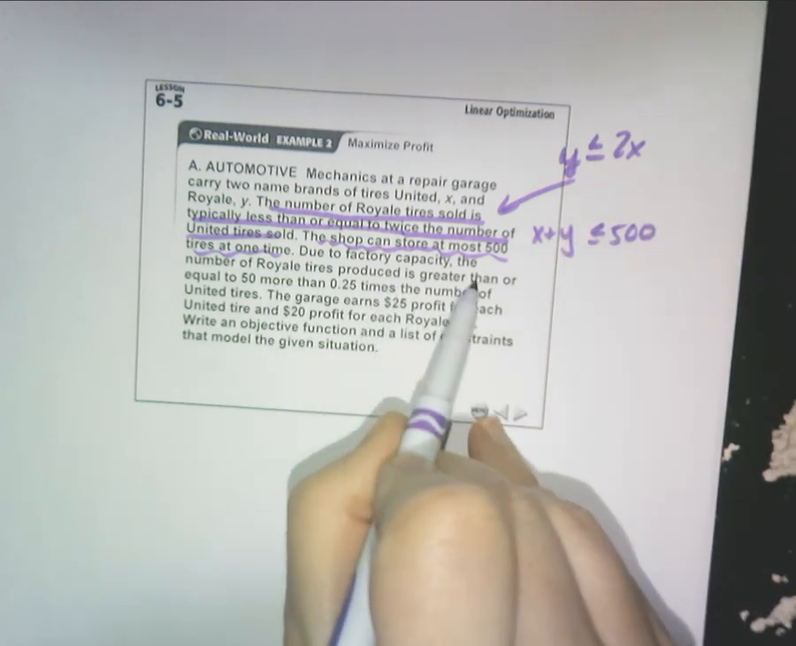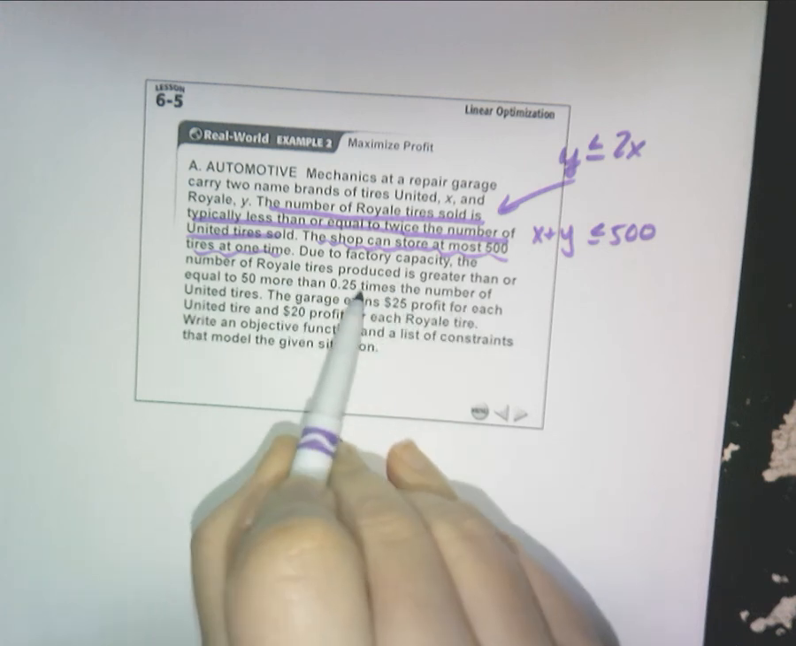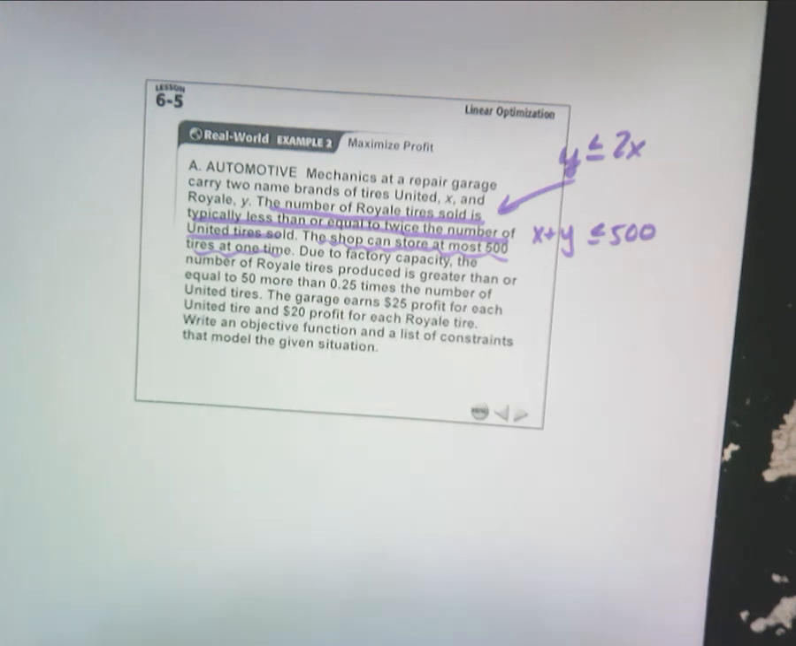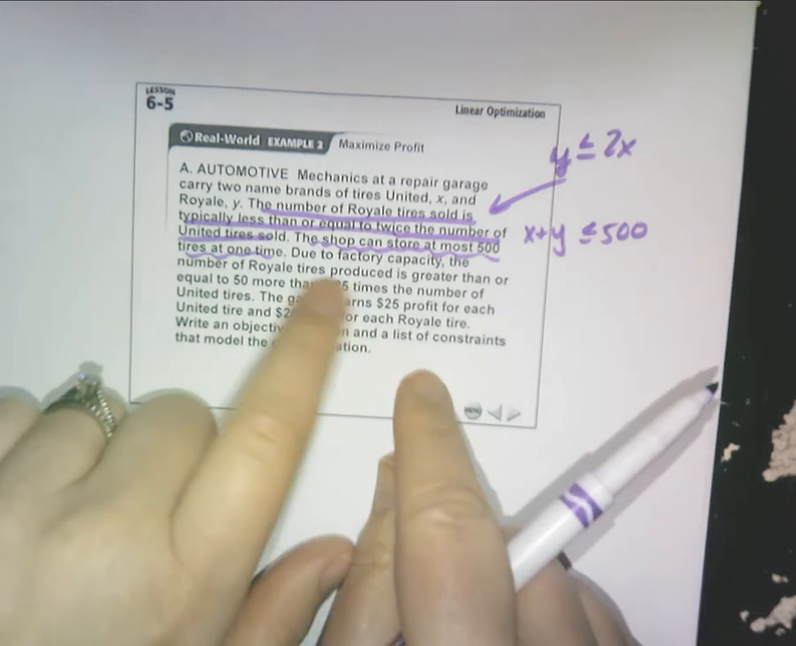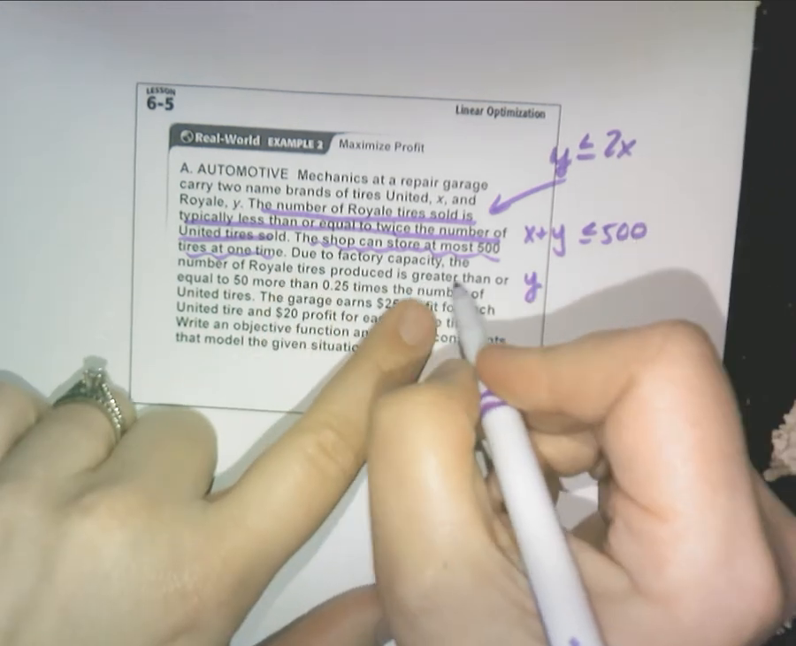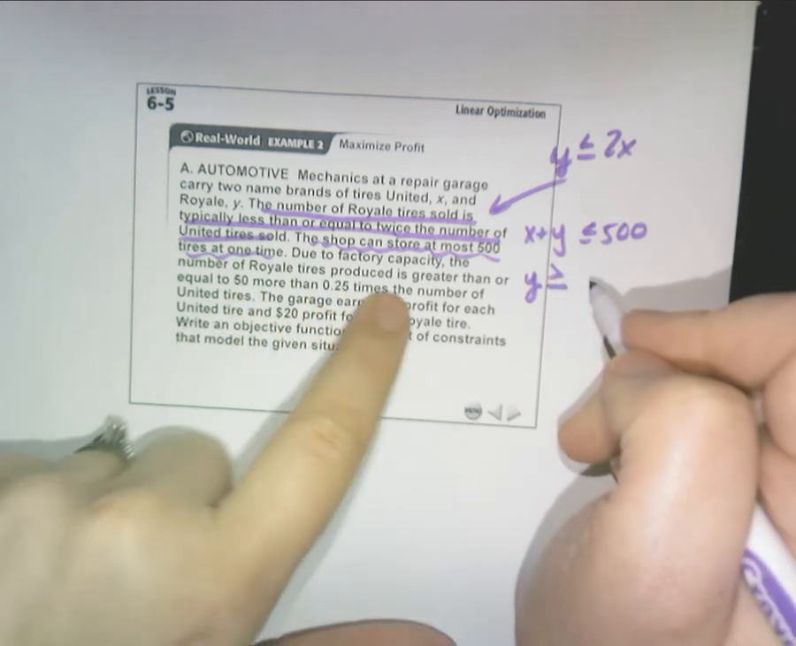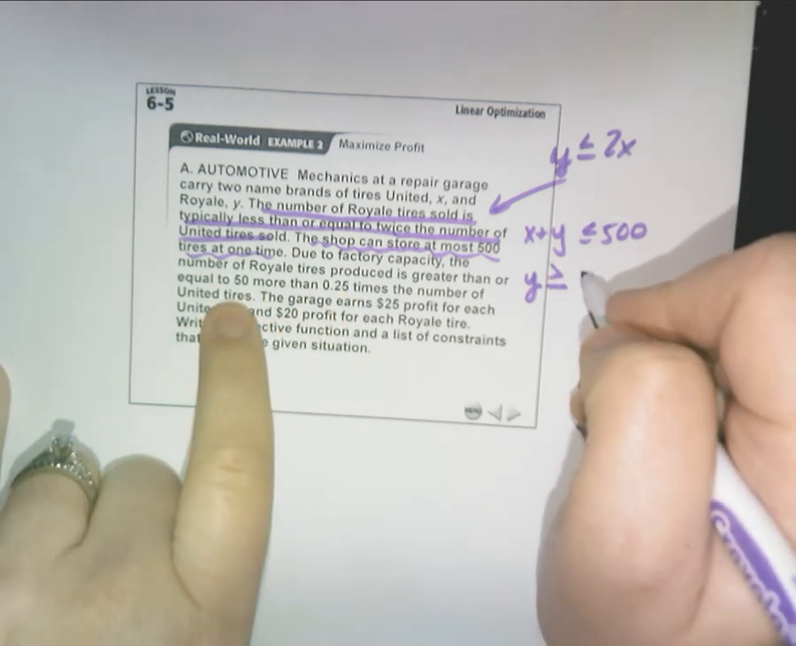Due to the factory capacity, the number of Royale tires produced is greater than or equal to 50 more than 0.25 times the number of United tires. Again, sounds like an equation. So let's write an equation. The number of Royale tires produced, that would be Y, is greater than or equal to 50 more than 0.25 times the number of United. How do I write that?